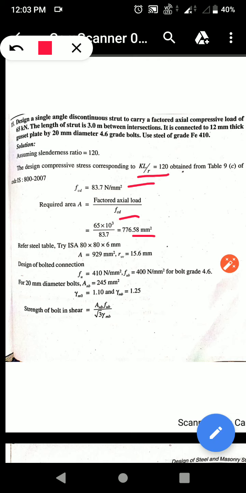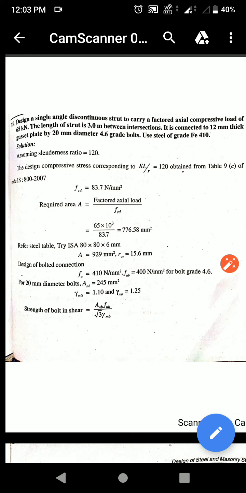So I have selected a single angle 80 into 80 into 6 mm. So for 80 into 80 into 6 mm, refer steel table and try with 80 into 80 into 6 mm. So area for 80 into 80 into 6 mm we got 929 mm square.